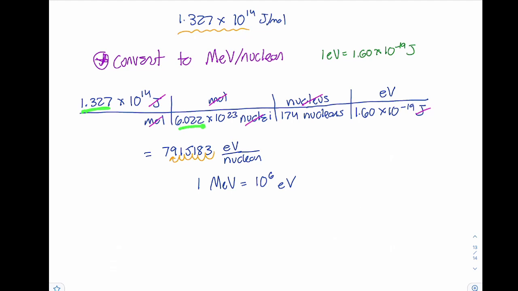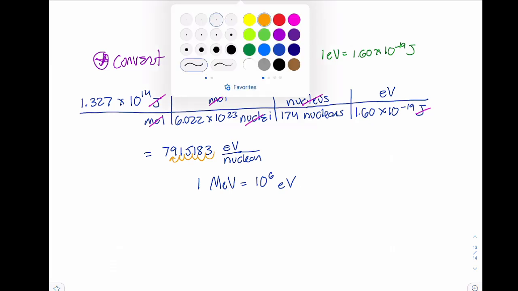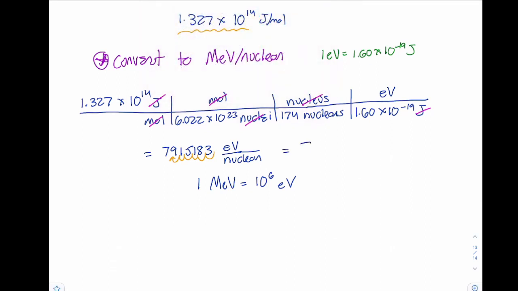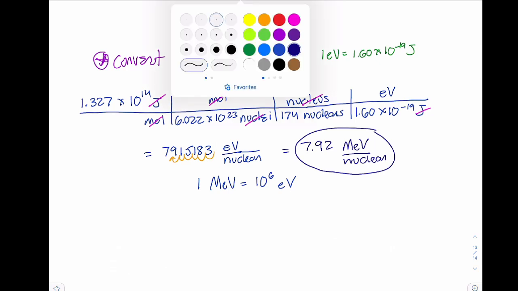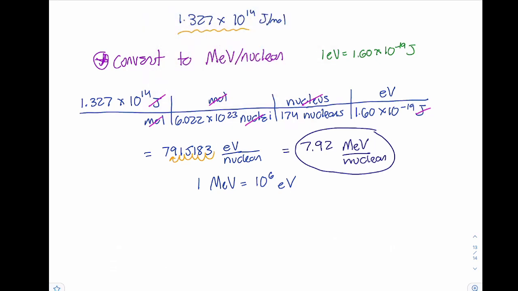Here I have 4, here I have 4. That's an exact number because it's a counting number. But I have 3 here also. So I'm going to go with 3 significant digits. So this is going to be 7.92 mega electron volts per nucleon. And again, that then is the energy that's holding it together. Higher binding energy generally does correspond to higher stability. It's more stable if it has more energy holding it together.